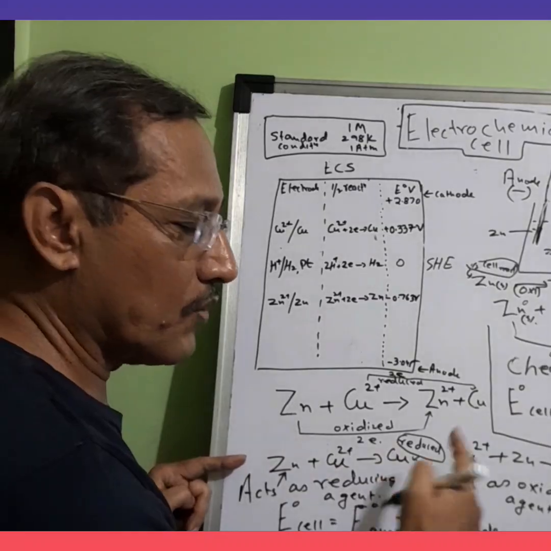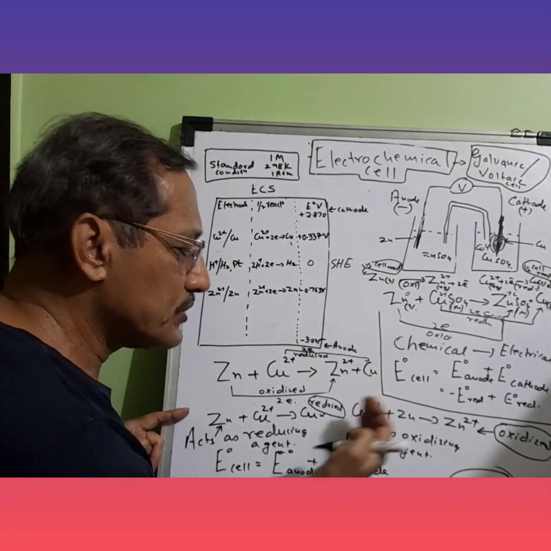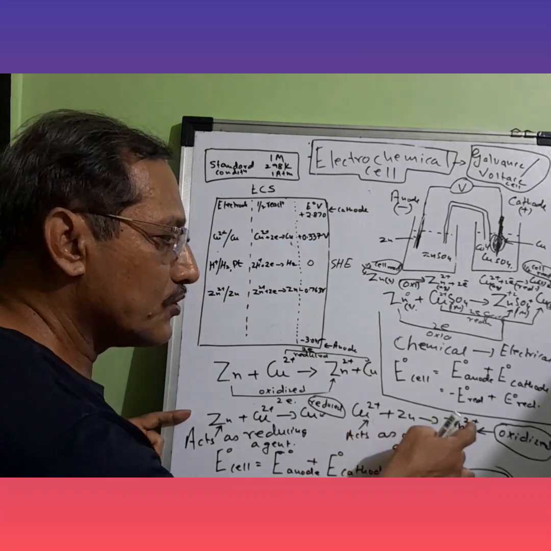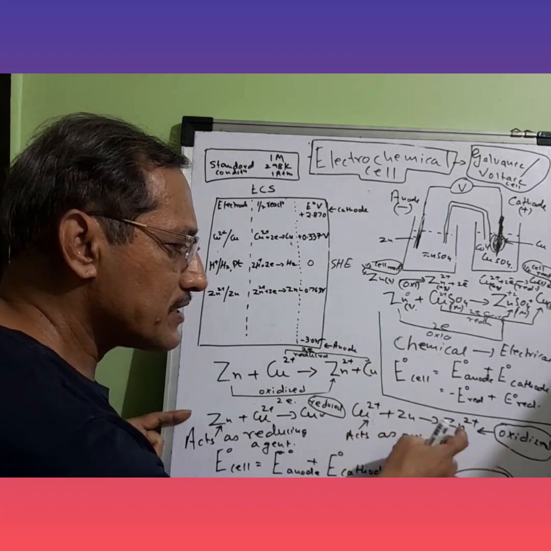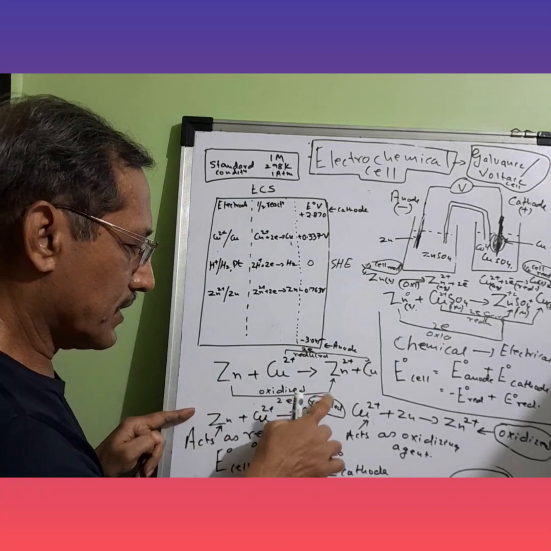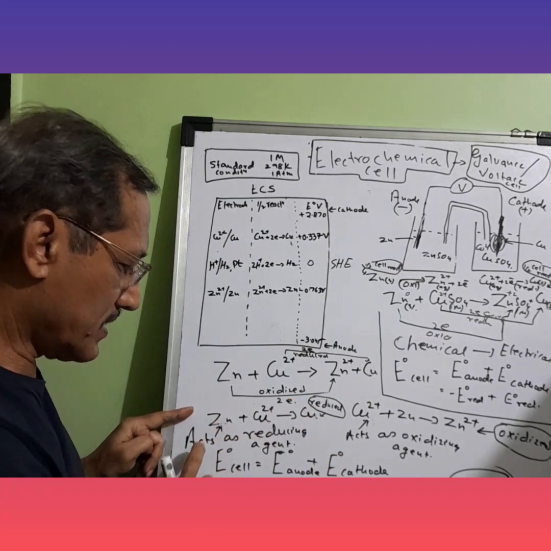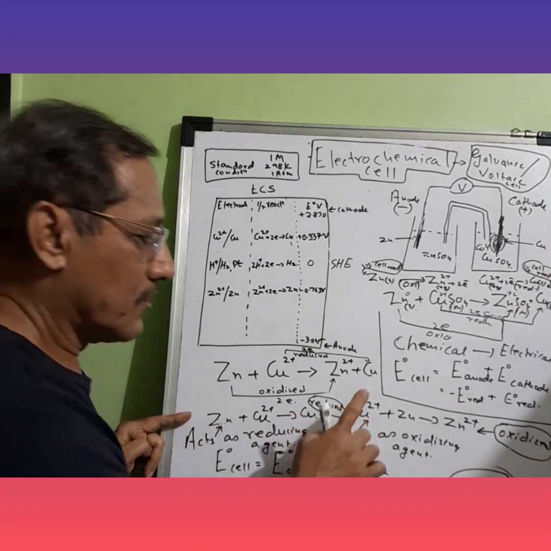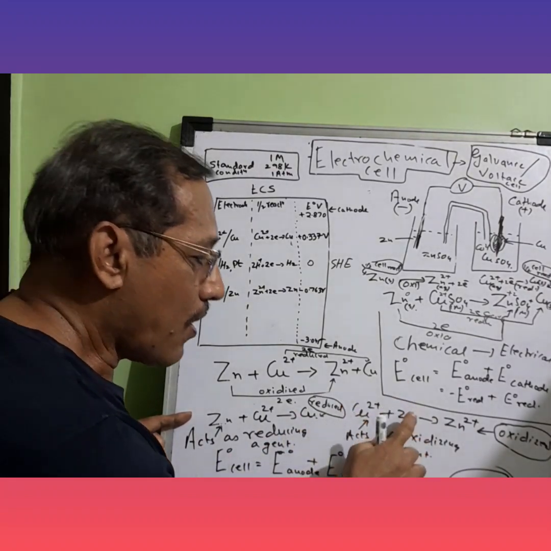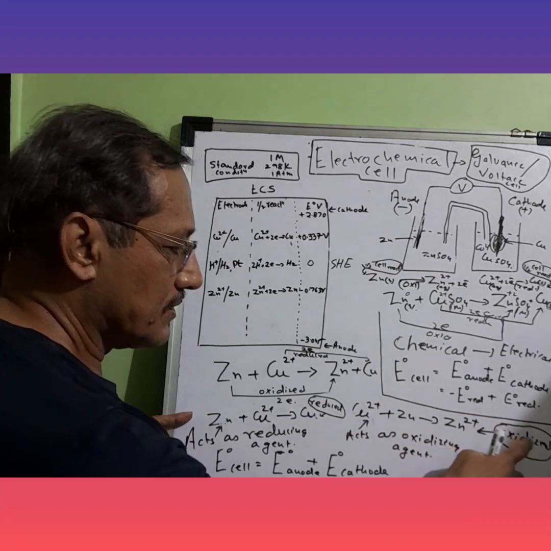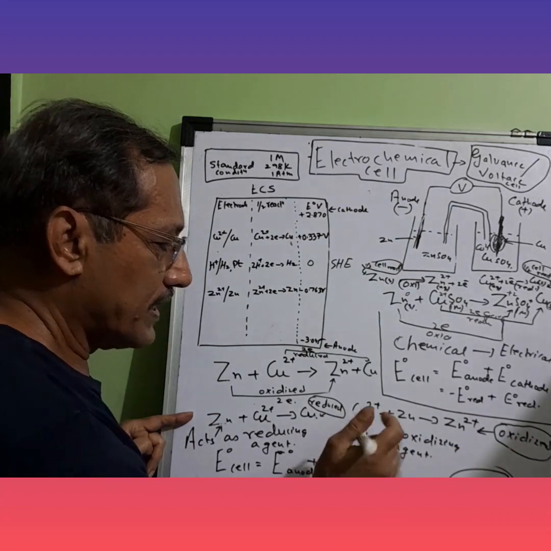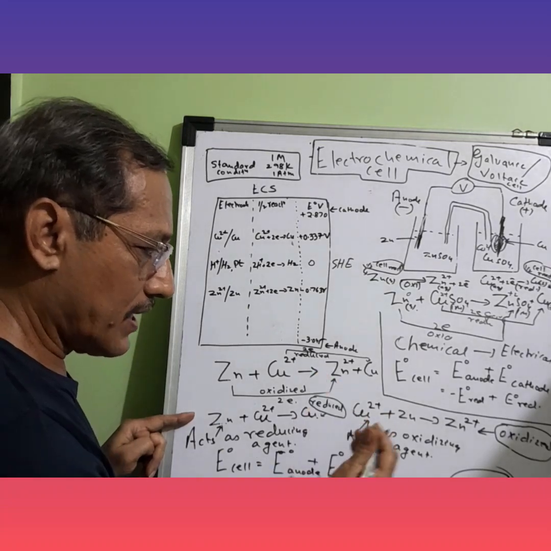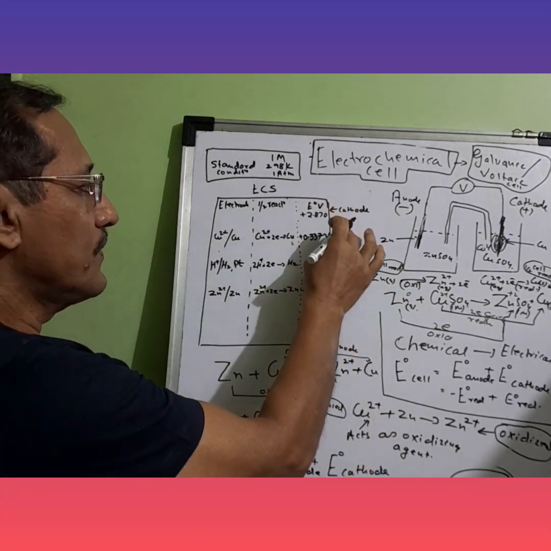Now in case of copper, what did copper do? Copper took those electrons, 2 electrons from zinc. So copper converted zinc to Zn2 plus. So it oxidized zinc. So zinc reduced copper. So zinc is reducing agent. Copper oxidized zinc. So copper is an oxidizing agent. Alright.